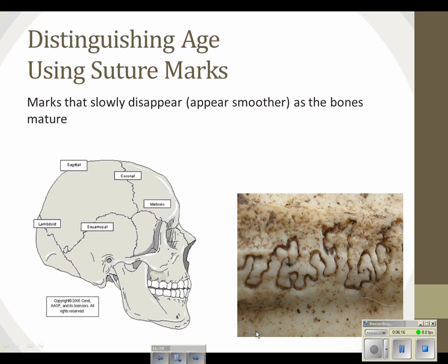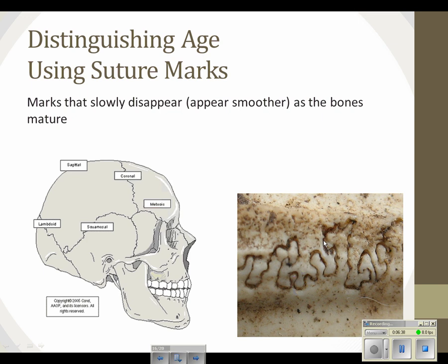We talked about the soft spot in the last lecture, and this is why. The bones are still not completely ossified, they're growing, but you also have all of these sutures. You can see each one has a name: coronal, sagittal, we have the lambdoidal. And this is an actual picture of what these suture marks look like. It kind of looks like the bone is stitched together.